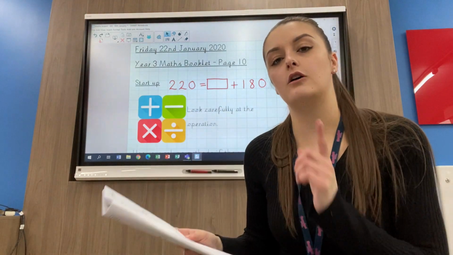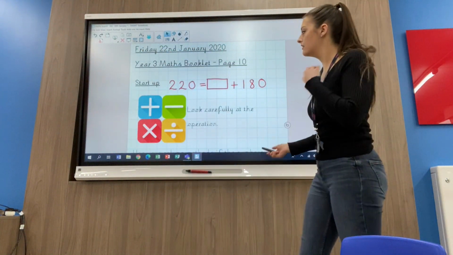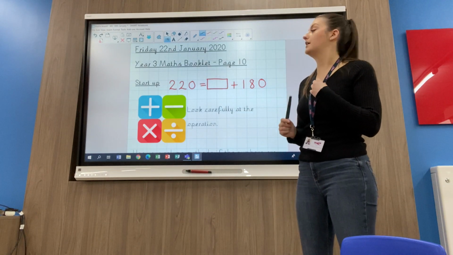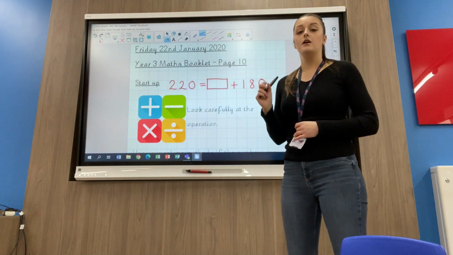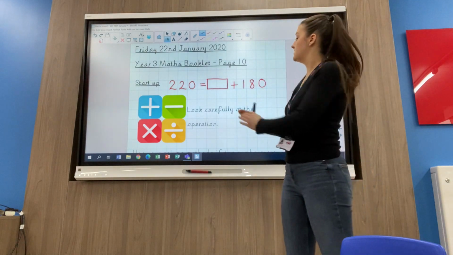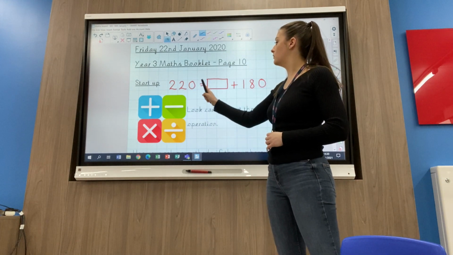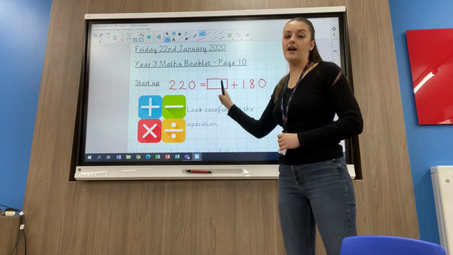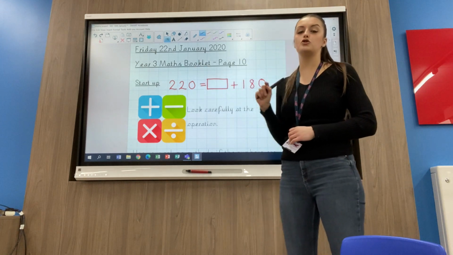So let's just have a look at one similar question that you've got on that challenge today in your startup. You've got quite a few questions where we've got a missing number in the middle of the calculation. So we have a look here, we've got our answer at the start with our equal sign. Remember, that's absolutely fine, doesn't matter which side our equal sign is on, we just need to focus on the calculation. So I've got 220 equals something, add 180. So we're trying to work out what we've added to 180 to get us to 220.